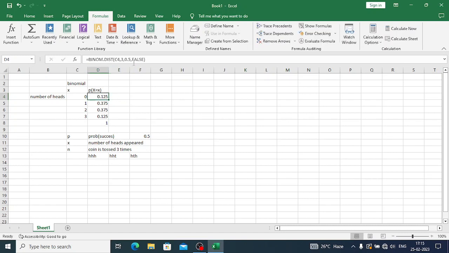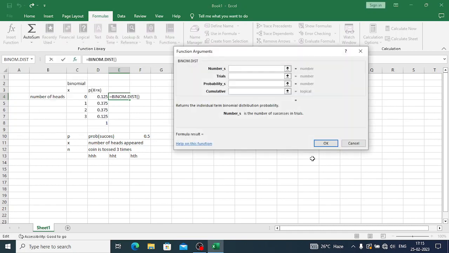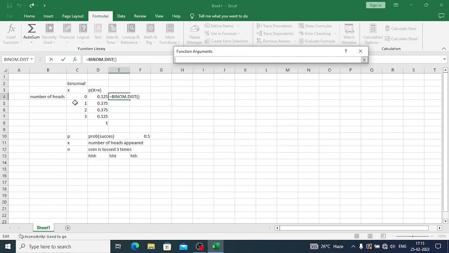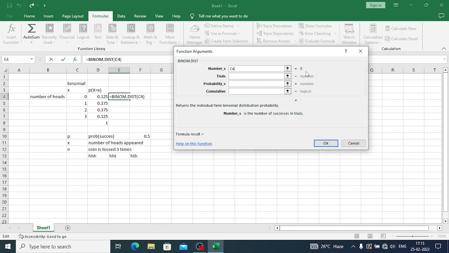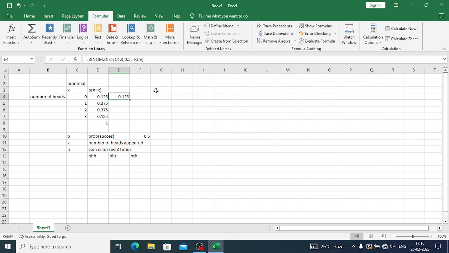Now here in this command I put cumulative probability as 0. Now we will see how this binomial distribution is going to define with the help of cumulative probability. Again, my number of successes, I am keeping this function for that whole table. So I am keeping this as C4, my cell number. Then trials will be 3. Probability of success is 0.5. Now here in this cumulative probability, I am keeping it as true, just to check what those values are going to be.